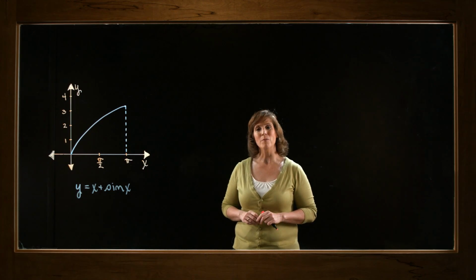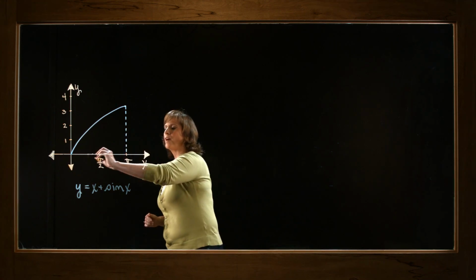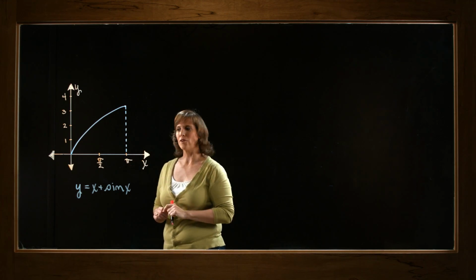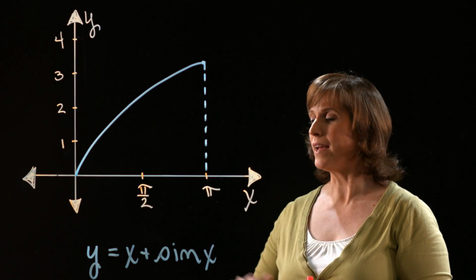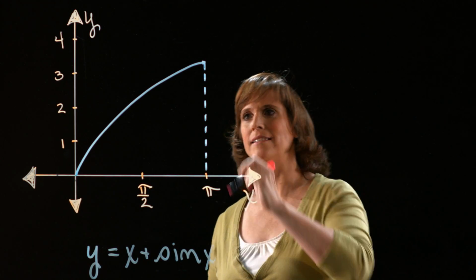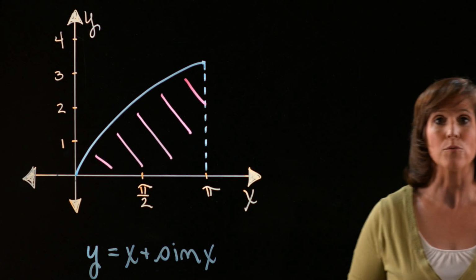Hi, I'm Cheryl Leach. In this problem, we're asked to find the area of the region bounded by the curve x plus the sine of x, on the right by our vertical line at pi, x equals pi, on the left at 0, and at the bottom by our x-axis. So I'm looking for the area of that region.